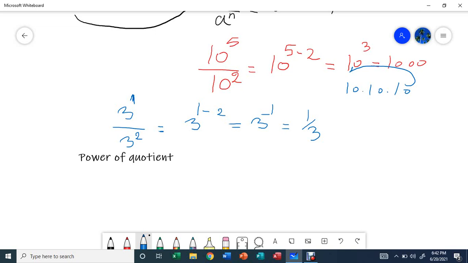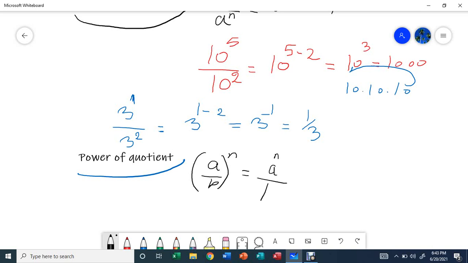And finally, let's talk about the power of a quotient. The rule is a over b, and again b is not equal to 0 here, and you raise it to n. That's the same thing as a to n over b to n, and b of course not equal to 0 because it's in the denominator.